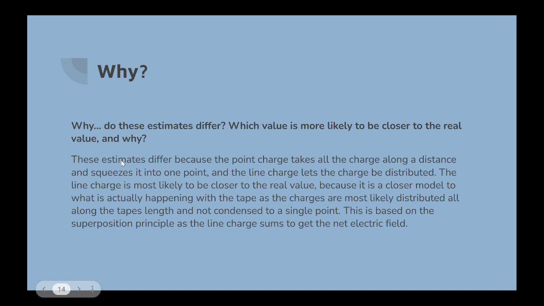They differ because the point charge takes all of the charge along a distance and squeezes it together to one point. The line charge lets the charge be evenly distributed, which is going to be a lot closer to the real value, because in reality, the tape would not just have one point on it have all of the charge. It would more likely be maybe not evenly distributed, but distributed somehow across the tape.